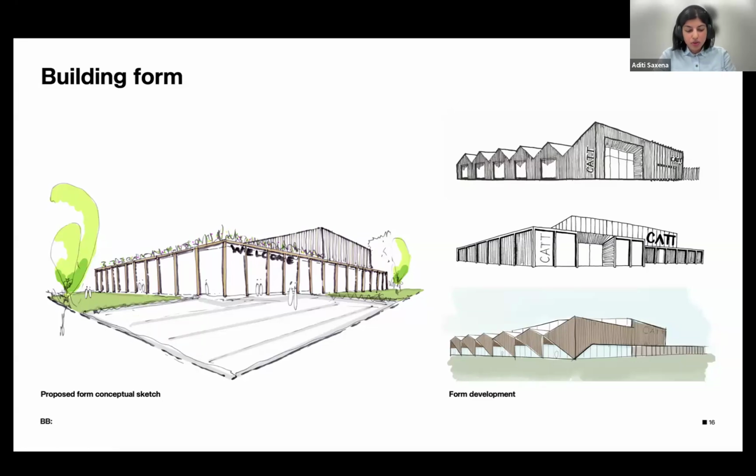The form of the workshop block was always seen to be sawtooth because we wanted to address the industrial context around us, but it was also the most efficient functionally. Ultimately, we wanted the building to be simple in form with a high quality of detailing, which is encapsulated in the sketch on the left, which is what we developed into the build scheme.